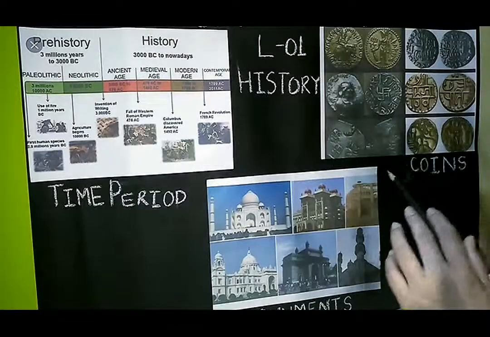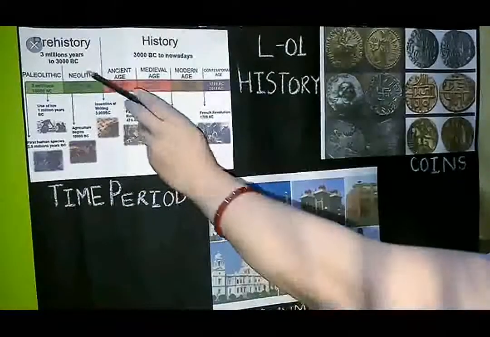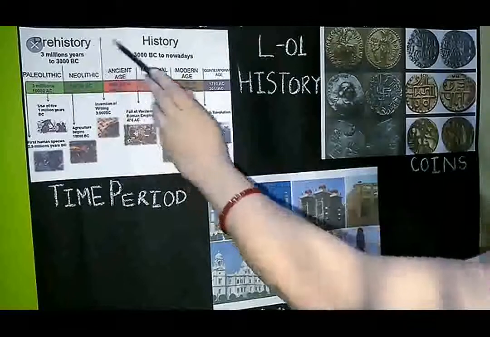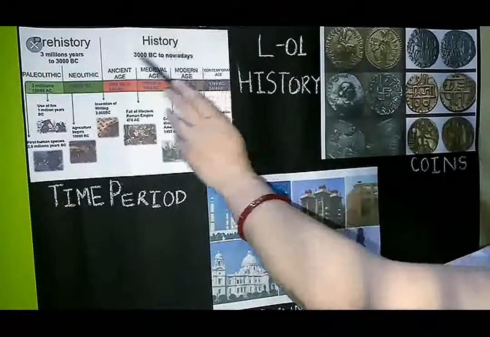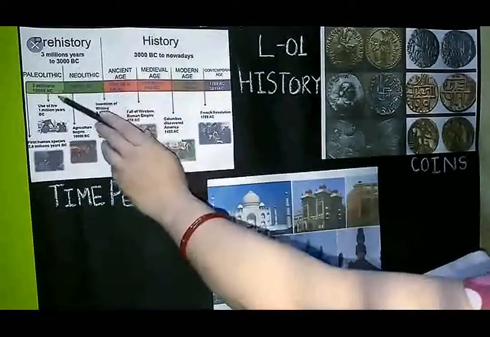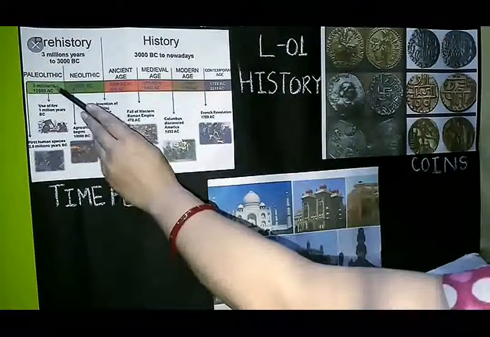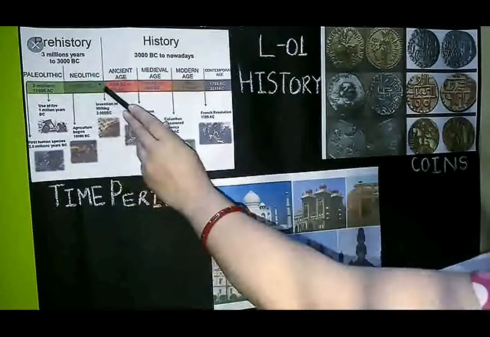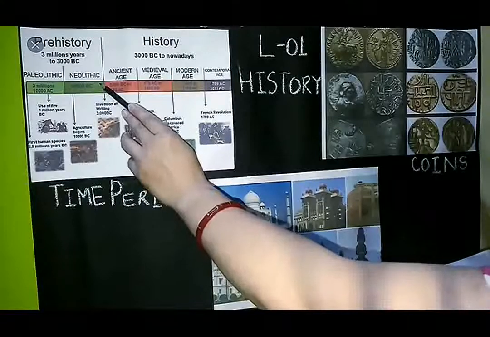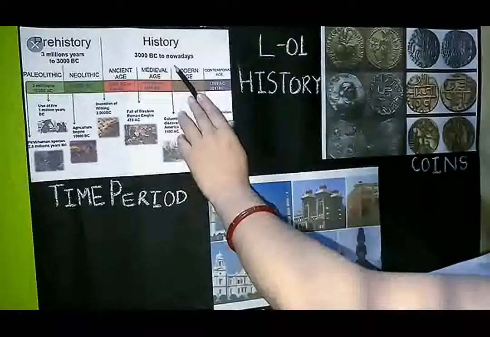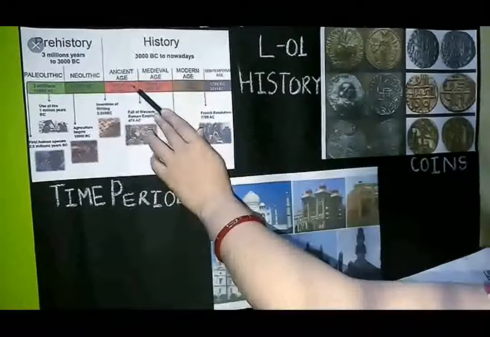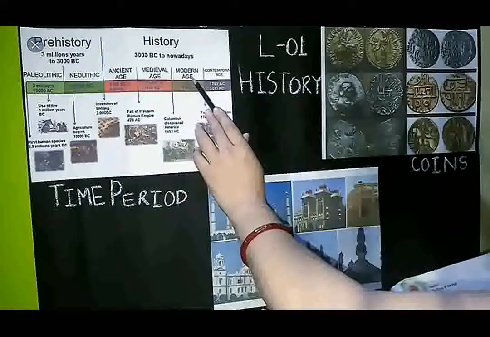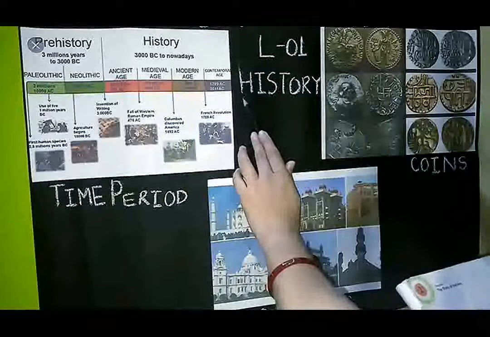Lesson is history. In this lesson we will study about history. History is divided into two parts. First one is prehistory, another one is history. Prehistory is divided again into two parts. First one is Paleolithic age, next one is Neolithic age. In the same way, history is divided into ancient age, medieval age, modern age, and contemporary age.